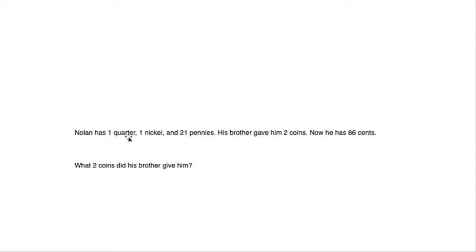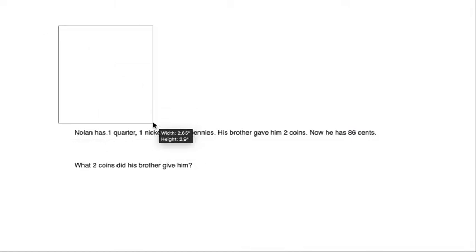Here it says Nolan has 1 quarter, 1 nickel, and 21 pennies. His brother gave him 2 coins. He now has 86 cents. What 2 coins did his brother give him? So first things first, we need to figure out how much he has. How much is all this worth?